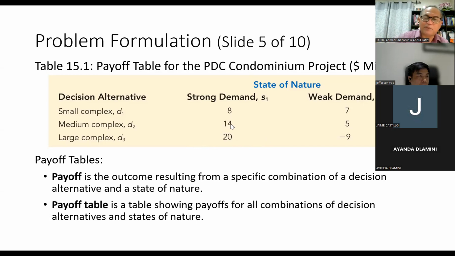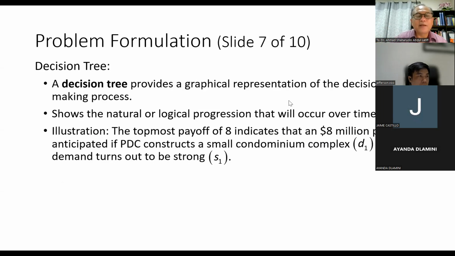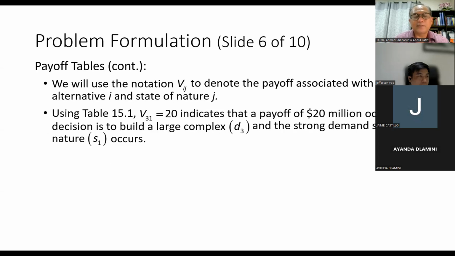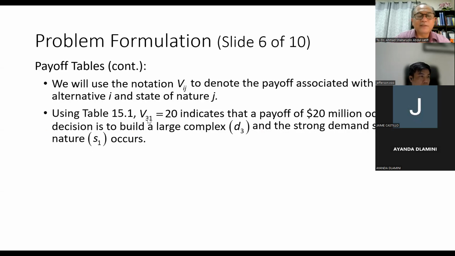The payoff table shows the combination of decision alternatives and states of nature, strong demand and weak demand and so on. This is the formula to denote the payoff associated with decision alternative i and state of nature j. Then you will calculate the decision. For example, D3 is decision 3, to have a large complex of 90 condominiums, and S1 is the strong demand. So you have D3 and S1, that is 3 and 1, and the payoff is 20.